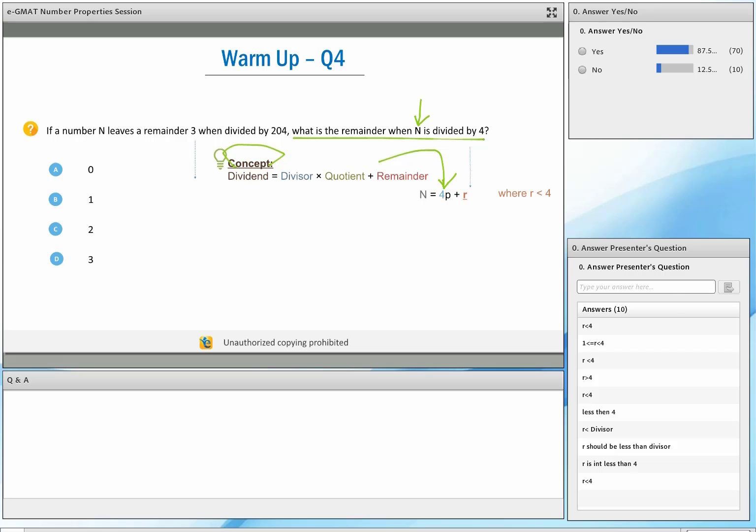Okay, so now this is what we need to find out. Now, what is given to us? Again, we apply the same concept and we figure out what is given to us. We are doing translation again. This number n leaves a remainder 3 when divided by 204. So the divisor here is 204, quotient is q, and the remainder is 3, right? Now, essentially, this equation is given to me. n is equal to 204q plus 3. And I need to find the remainder.